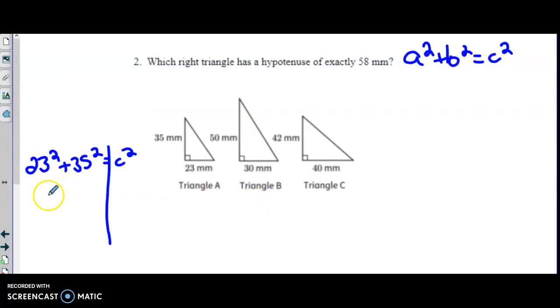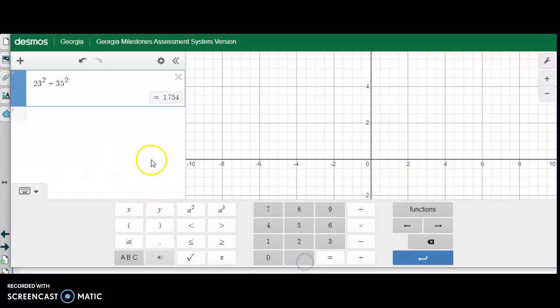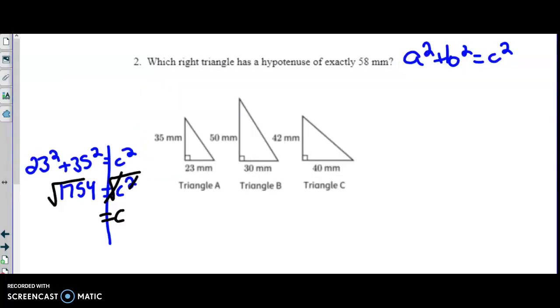That equals 1,754. And then I got a square root because I need to cancel the square, so square root both sides. Squares and square roots cancel, and then I'll type this in my calculator, the square root of 1,754. That does not equal exactly 58. That equals 41.8. So this one's not my answer.